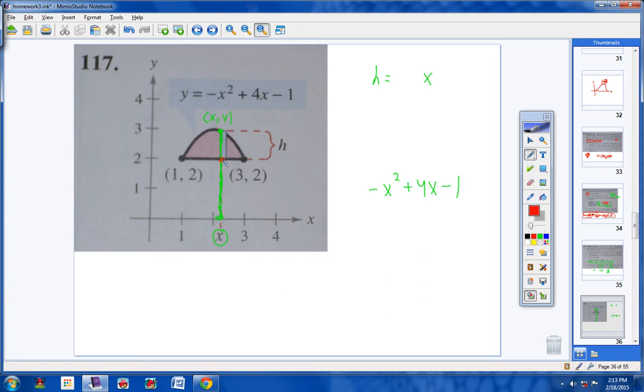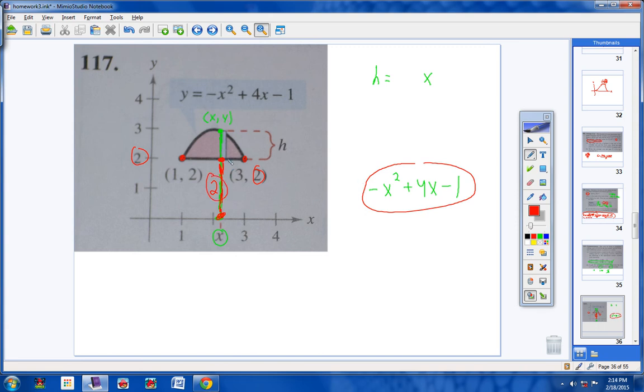What's the height from here to here, the red line? We don't know. Yeah, we do. How far up is this point right here? 2. How far up is this point here? 2. So I know the red height is 2. So if the whole height is this, and this much is 2, subtract the 2.